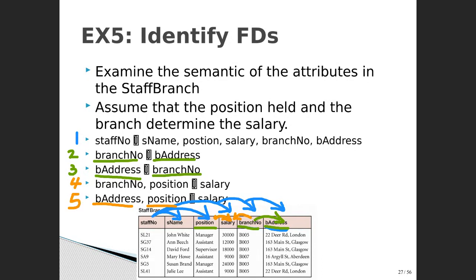So how many functional dependencies, or how many relationships between attributes, can we find here? We can find 5 functional dependencies appearing in the staff branch relation. Got the point? Just generally, did you get the point? How do I identify these relationships between attributes? Just use your common sense, or if there is some information provided by the enterprise, we can use it. Otherwise, we use our common sense to understand the relationships.